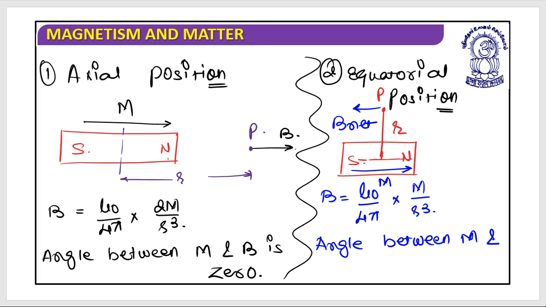So the angle between M and B is 180 degrees. They are opposite to each other. I hope this is clear. Is it clear? Is it great?